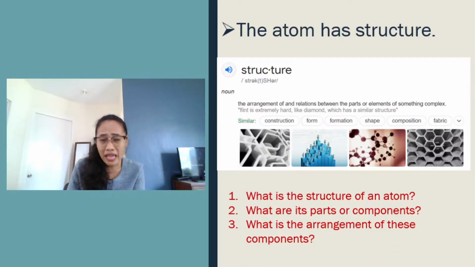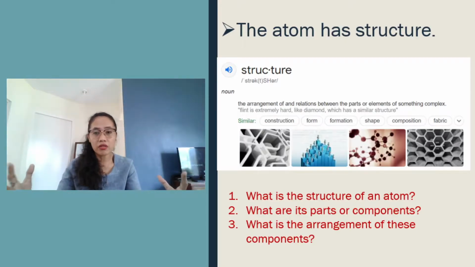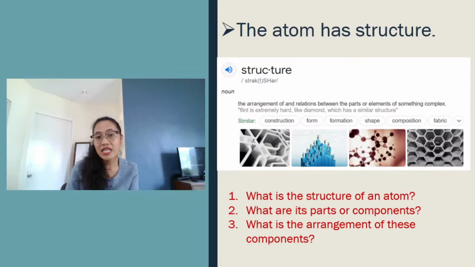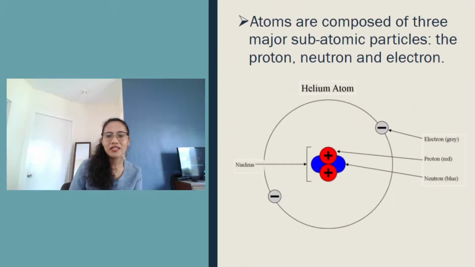So with this definition, we could have this question. What is now the structure of an atom, and what are its parts or components? And knowing the parts, how are these parts arranged, or what is the arrangement of these components? So let's try to answer that one with this illustration.